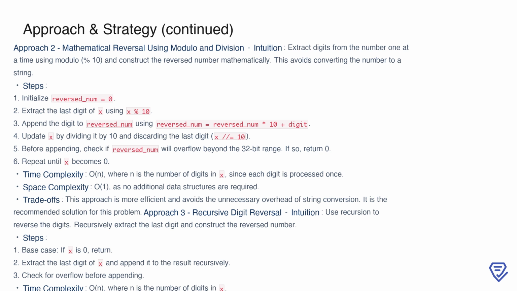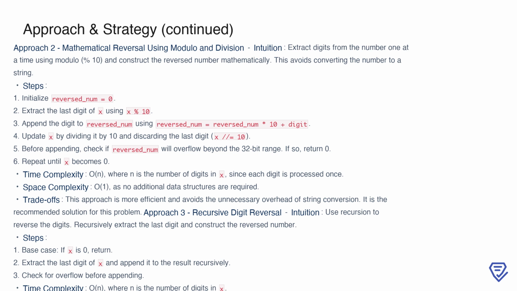One critical step in this process is to check for potential overflow before appending any digit. If adding the next digit would push the reversed number outside the 32-bit signed integer range, we return 0. This approach has a time complexity of O(n), as each digit is processed once, and a space complexity of O(1), because it doesn't require additional storage like strings. This makes it significantly more efficient than the string-based method.